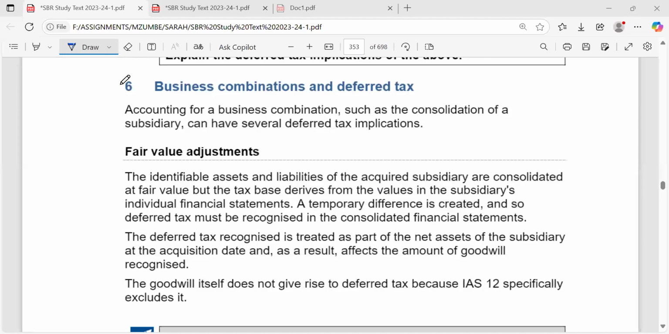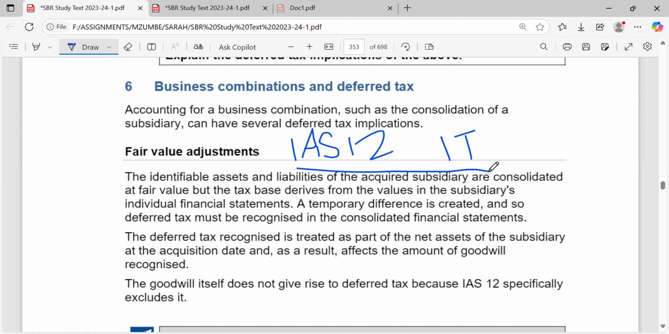Hello everyone, welcome again to Hybrid Accounts, and we are here to proceed with the last part of IAS 12, income taxes. Let's finish up with the last portion and be done with the standard. So business combinations and the deferred tax.